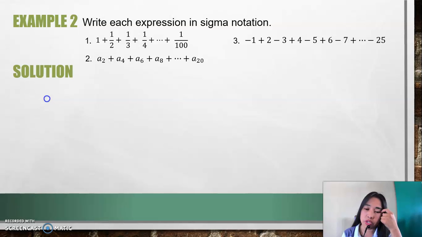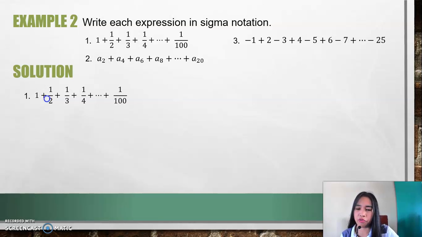So, we have number 1: 1 plus 1 half plus 1 third plus 1 fourth plus dot dot dot or ellipsis plus 1 over 100. We are asked to express this in sigma notation. First, observe the pattern: 1 half, 1 third. You can see that the denominators are in sequence, right? And here, 1 can be expressed as 1 over 1. So, therefore, this can be expressed as the summation of 1 over n, in which n is equal to 1 to 100. Right? So, by just observing the pattern, we can express it using the sigma notation.